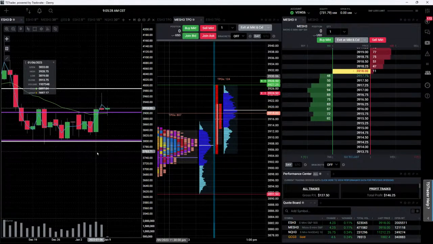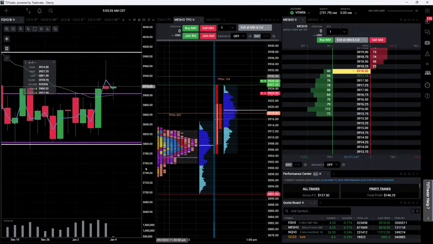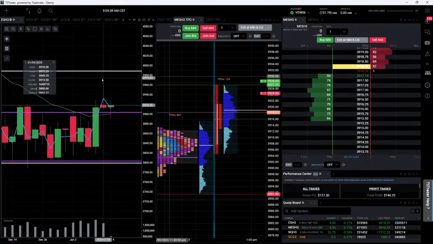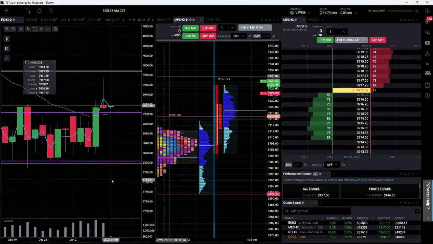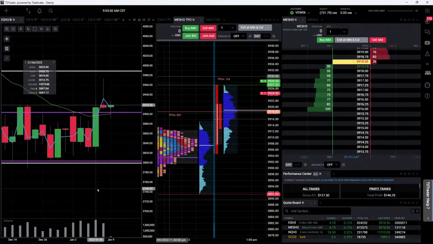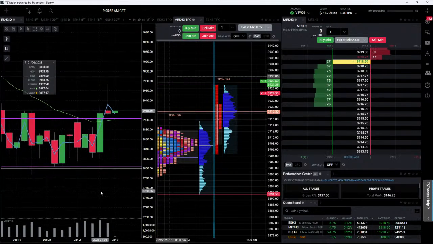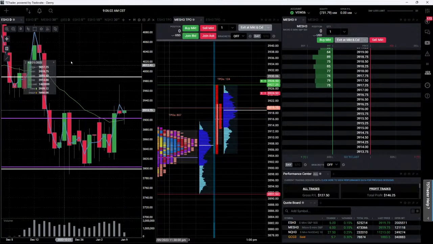The wick. Yeah, I think actually the technical term is a shadow. Shadow, body. Right. So is this a reversal pattern? Potentially. You can make a case out of anything. Yes, you can. One more thing, John. Go back a little further on the daily here.